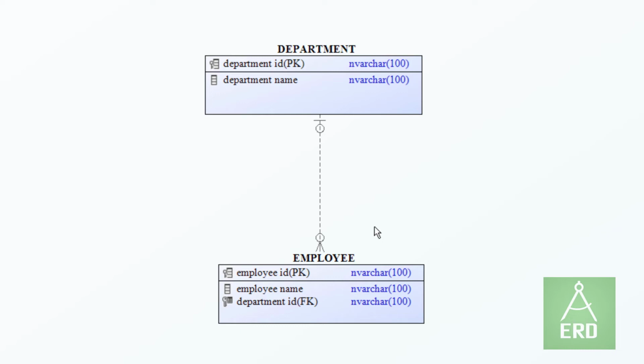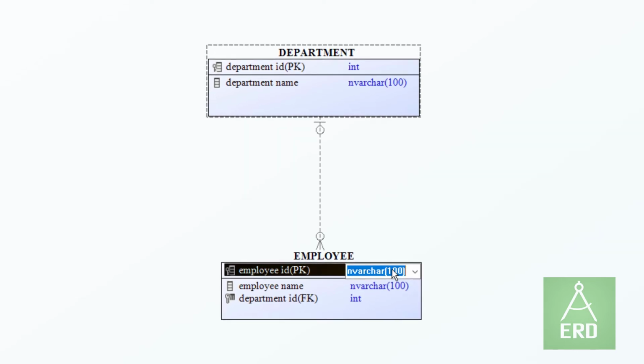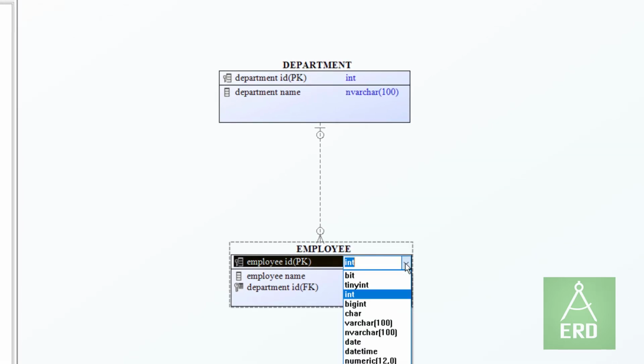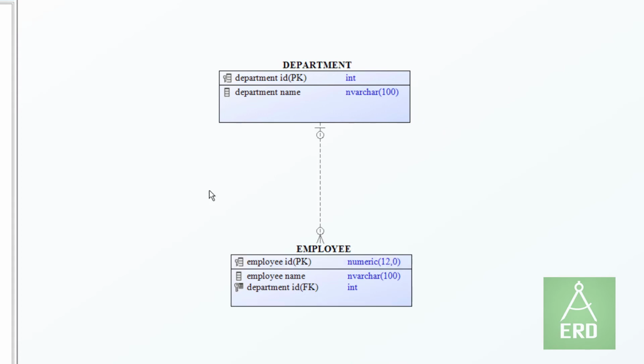To edit the data types of attributes, you can move the cursor over the data type and click when the line turns into selected. We can also choose a data type from the drop-down. Now we have a model with two entities, few attributes, and a relationship.